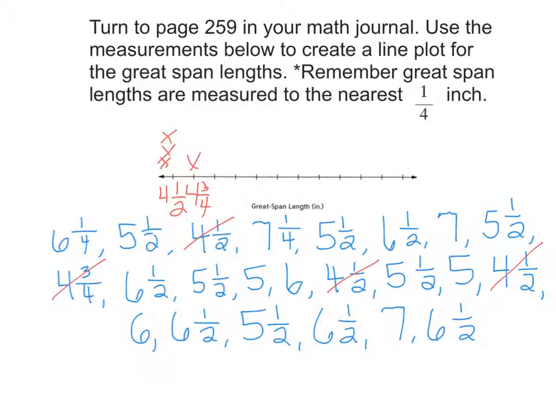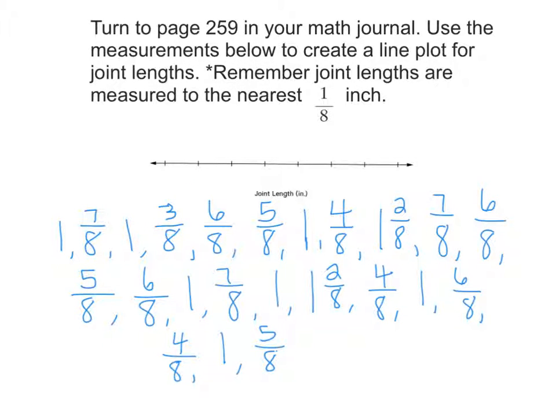So remember, you're going to be measuring and listing again from least to greatest and putting X's above each time that piece of data occurs in the set below. So please complete the great span length line plot on page 259 in your math journal. You may pause the video in order to copy down all 23 pieces of data.